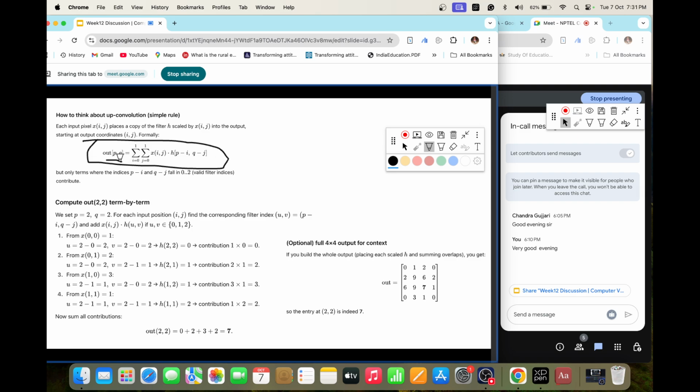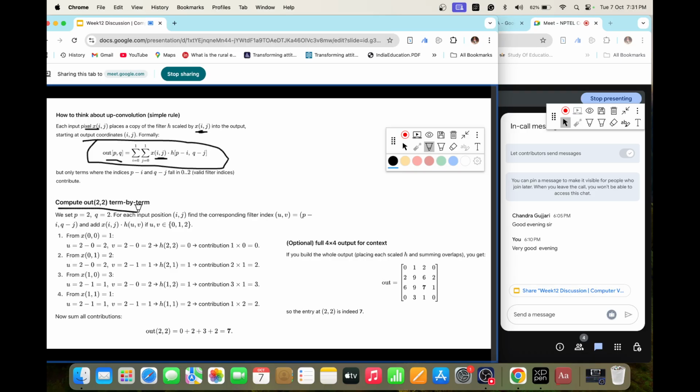So your output PQ will be given by this, that is sigma i equals 0 to 1, sigma j equals 0 to 1, x i j, which is nothing but the index of the image, and then h p minus i, q minus j. P q is nothing but your output dimension. We have this 4 comma 4 output dimension, and 2 cross 2 is our output position. So this is how we calculate it.